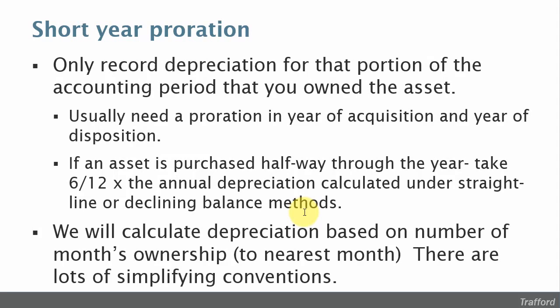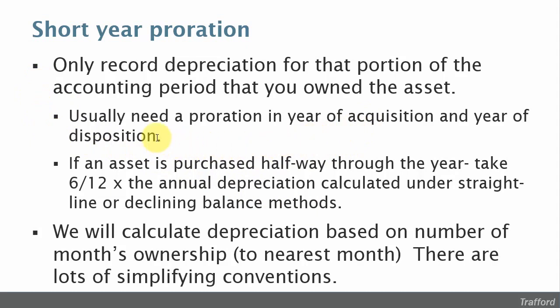Alright, so far in our examples, we've only looked at assets where you purchase the asset the first day of the accounting period, and so we've taken depreciation for a full year in the three different methods that I've illustrated. Whenever you own an asset for less than a full year, you need to do a short year proration of depreciation expense, and we've already seen examples of that way early on in the course. So we only record depreciation for that portion of the accounting period when you actually owned the asset. Usually you have a short year proration both in the year of acquisition and in the year of disposition.